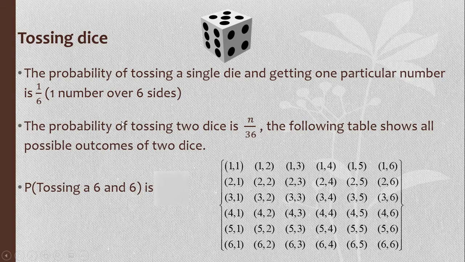So the following table shows all the possible outcomes. Here's the first die, here's the second die: 1,1, 1,2, 1,3, all the way up to 6,6. So the probability of tossing a 6 and a 6 can only happen one time here, out of the 36 possibilities. So it's 1/36.